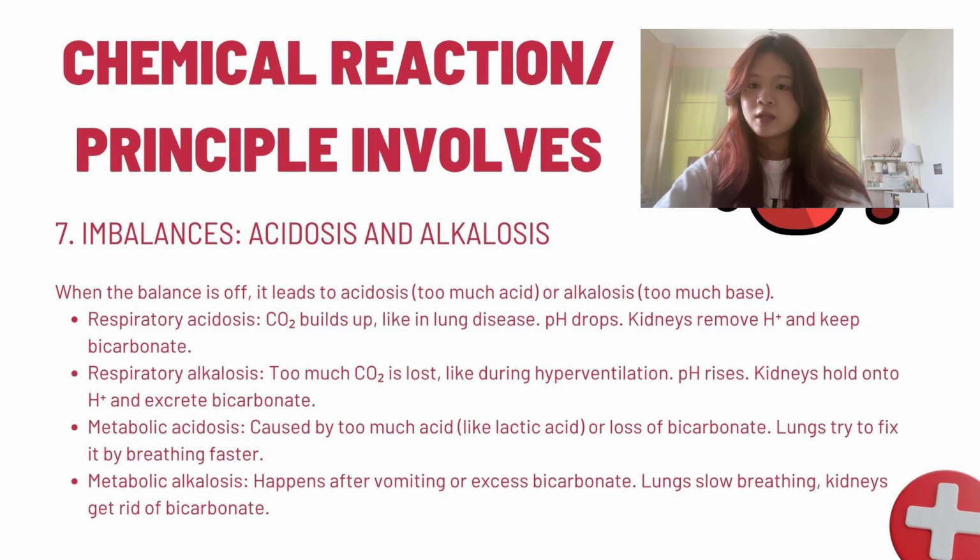Another example is metabolic. In acidosis, caused by too much acid or a loss of bicarbonate, the lung tries to fix it by making us breathe faster. But in alkalosis, happening after vomiting or excess of bicarbonate, the lungs slow down breathing and the kidney gets rid of bicarbonate. So overall, acidosis slows down the body, causing fatigue and irregular heartbeat. And alkalosis overstimulates the nerves, leading to twitching or seizure. Both can be dangerous without quick treatment.